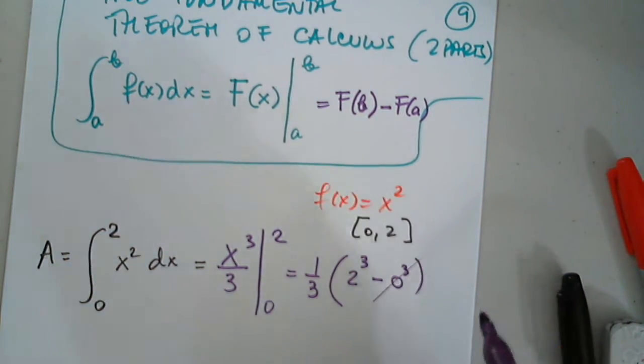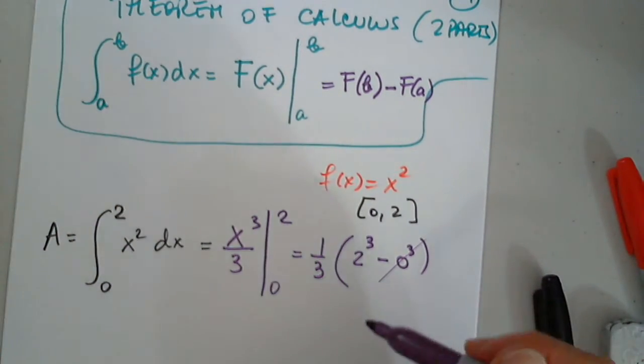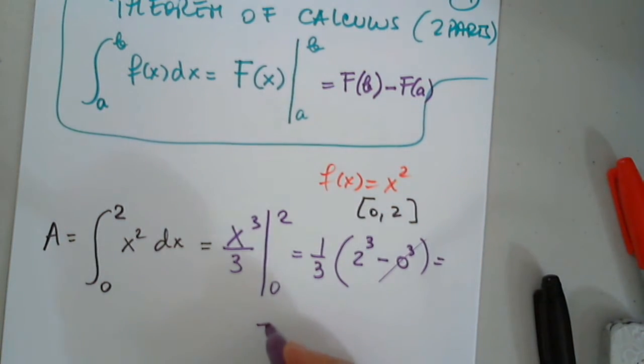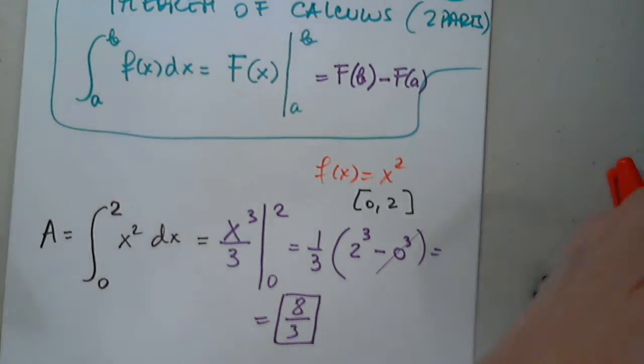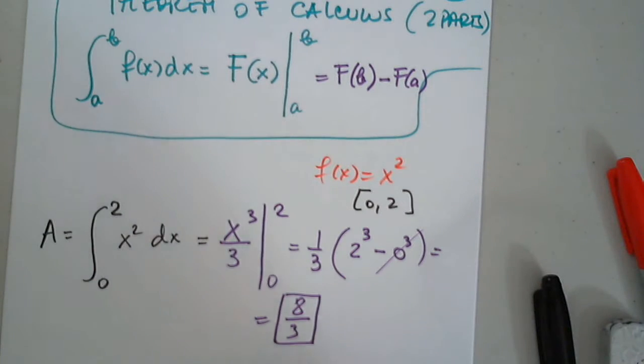I shouldn't even write this, but I want you to see it. 2 to the third is 8. 8 divided by 3 is the exact area with no approximation whatsoever. That's why. Where is it?